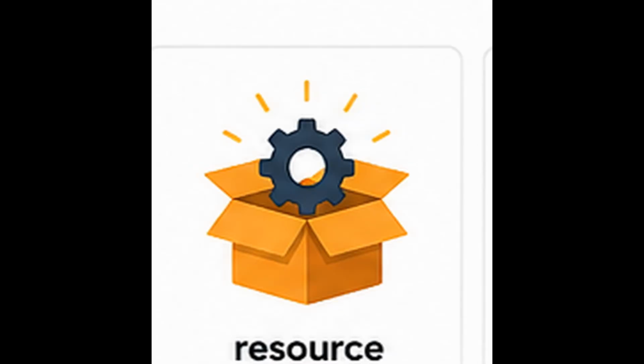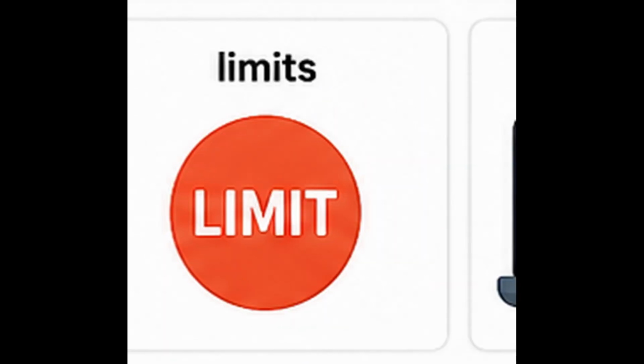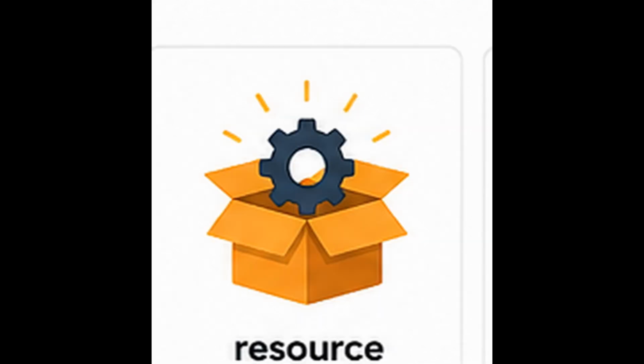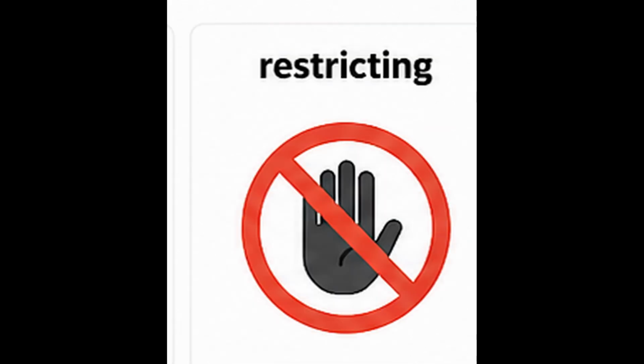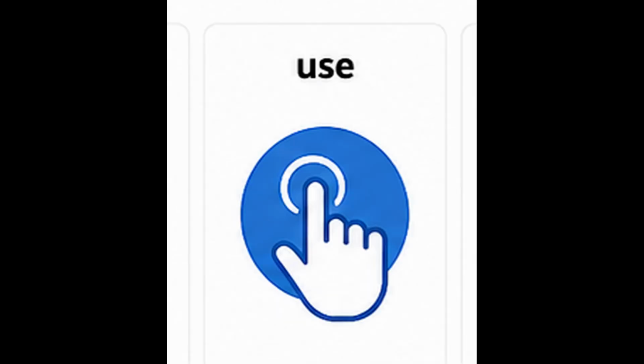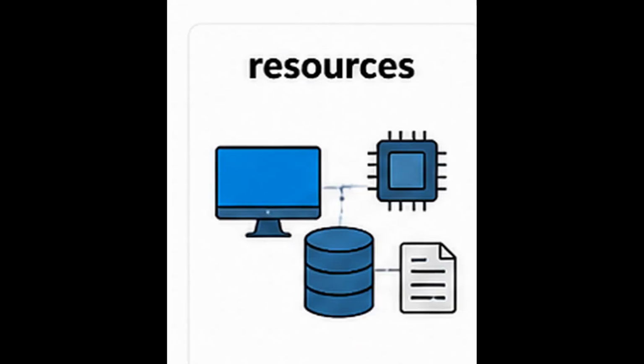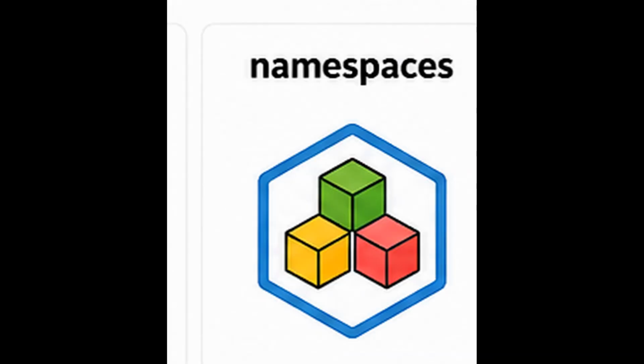Another important one is ResourceQuota. Imagine multiple teams sharing a cluster. Without limits, one team could consume all available resources. ResourceQuota prevents this by restricting how many resources a namespace can use. Then there's namespace lifecycle. This controller ensures resources are created only in valid namespaces. It prevents accidental deployments into namespaces that do not exist.